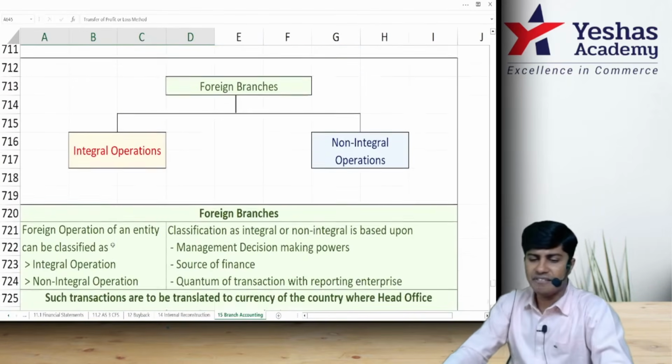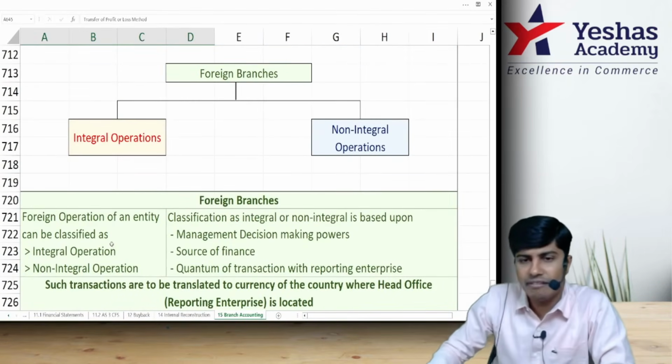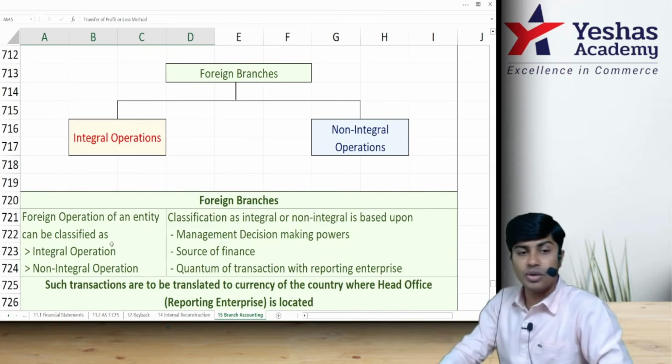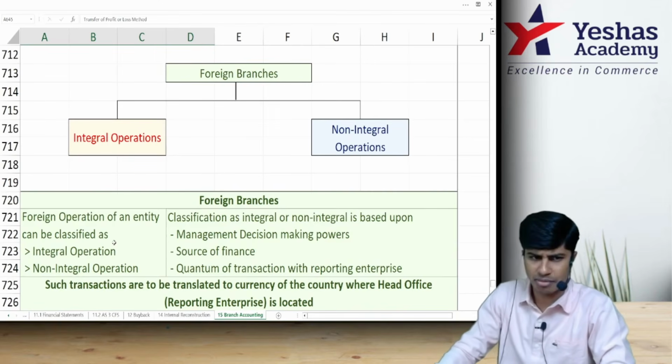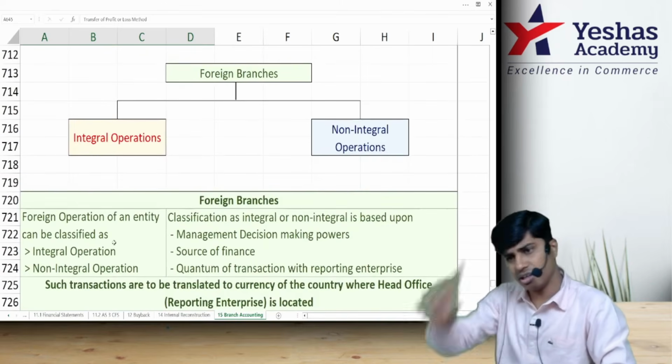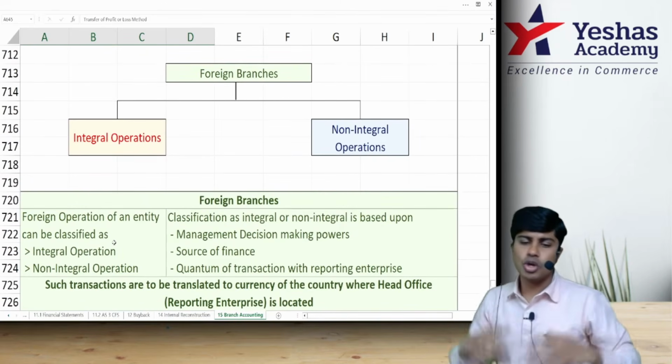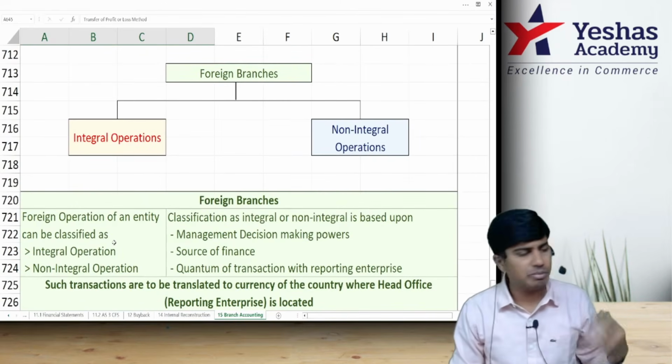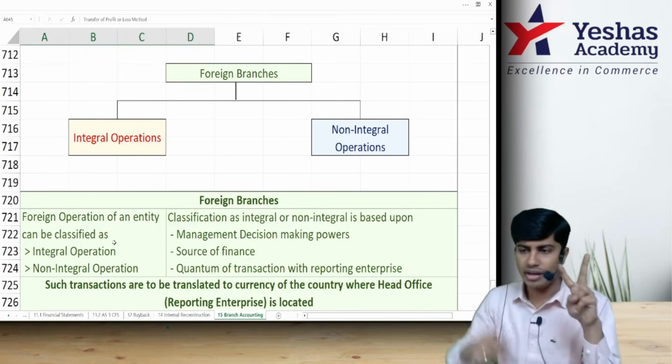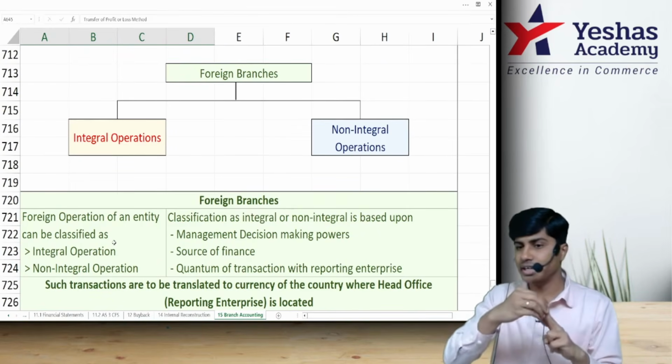Next up, we have foreign branch. I have done a little bit of this reference in Accounting Standard 11 as well, pretty much the same. Foreign operations is the name under Accounting Standard 11. So the operations of a foreign branch can be categorized into two: one, integral, two, non-integral.